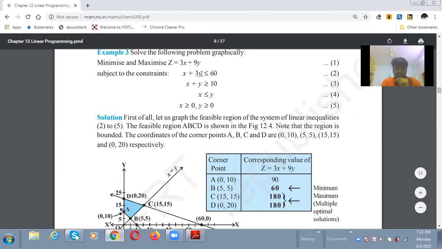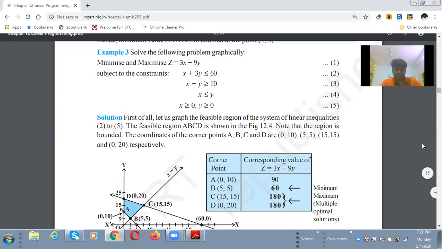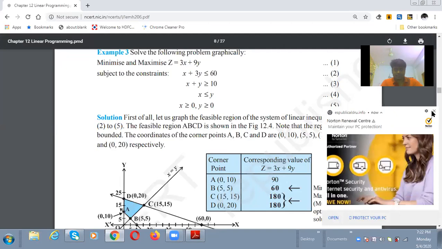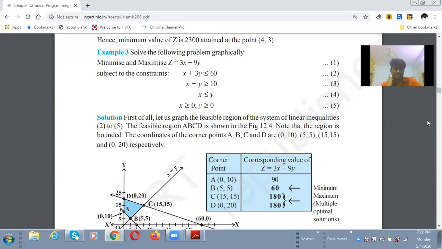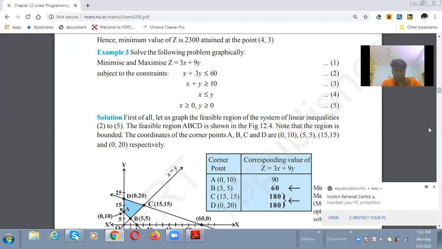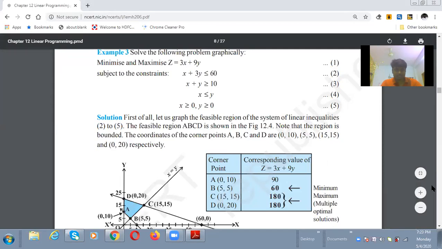Example 3. Solve the following problem graphically. Minimize and maximize z equals 3x plus 9y. What are the constraints given? x plus 3y less than or equal to 60, x plus y less than or equal to 10, and x less than or equal to y.